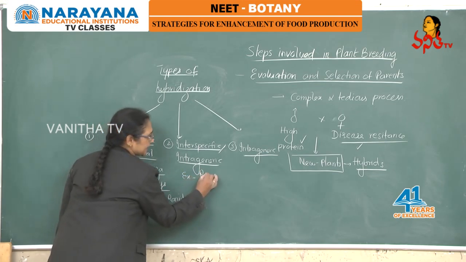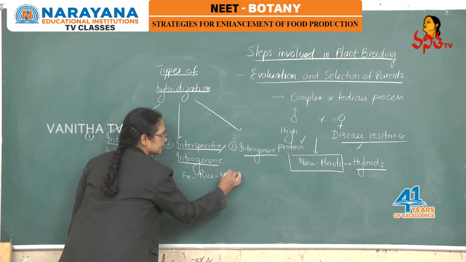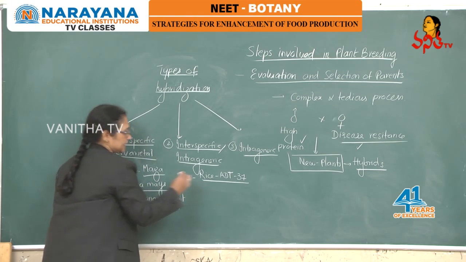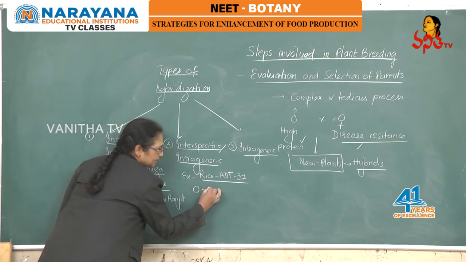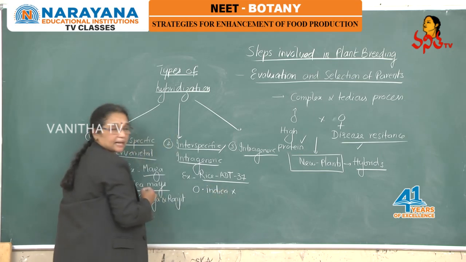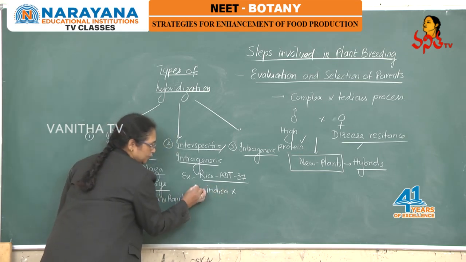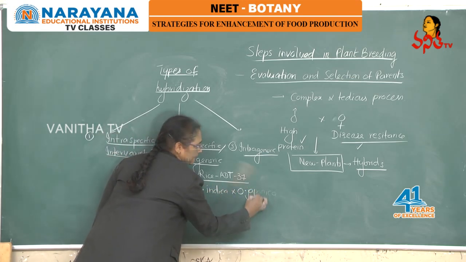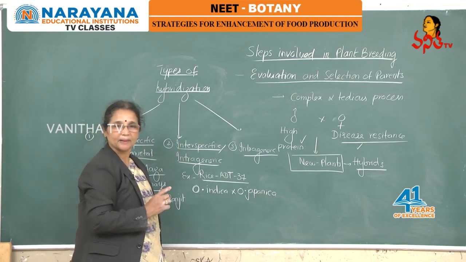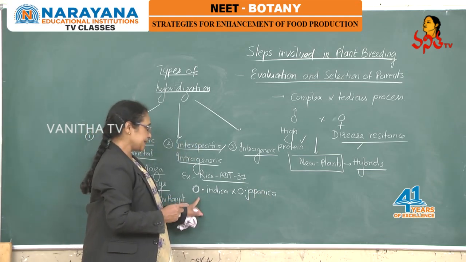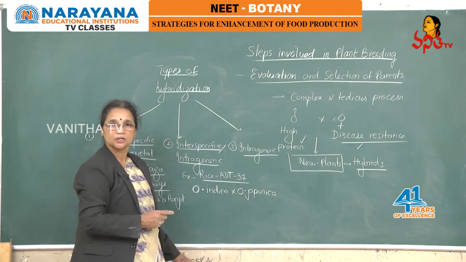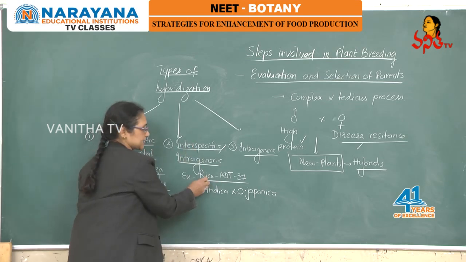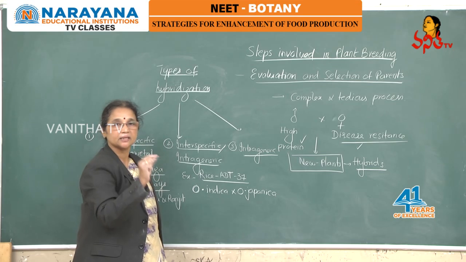Example, rice variety ADT 37. The rice variety ADT 37 is a hybrid made by crossing two different plants, Oryza indica and Oryza japonica. So, same genus but two different species here, children. Hence, it is called intrageneric or interspecific. Example, rice variety ADT 37.